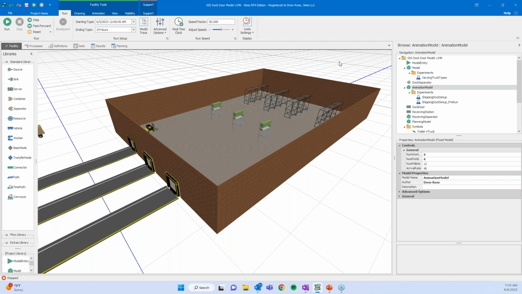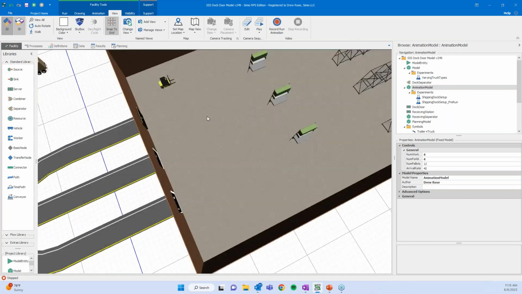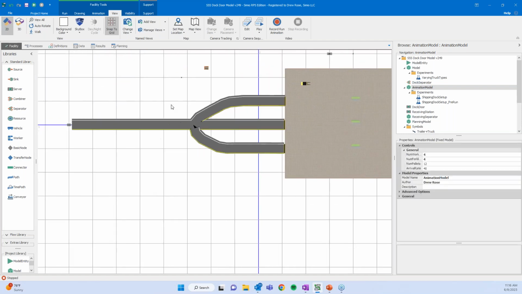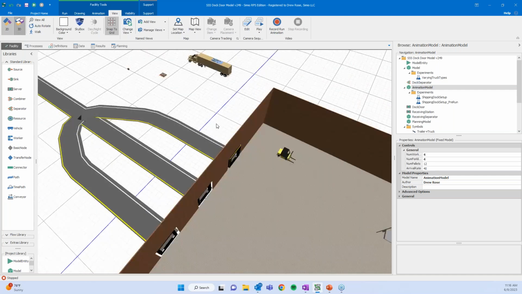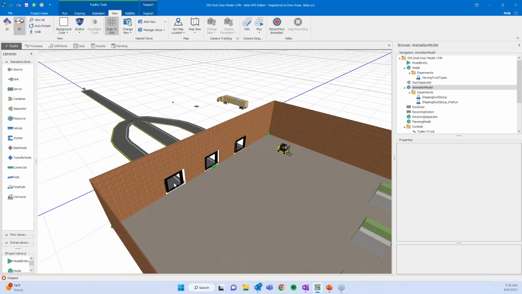Great. So in this simple model, or in this small shipping dock, we have 3 shipping dock stations that are set up for trucks to arrive to. They'll arrive to the docking stations, and at that time we will need a worker and a forklift to go and unbox the pallets off of that truck.